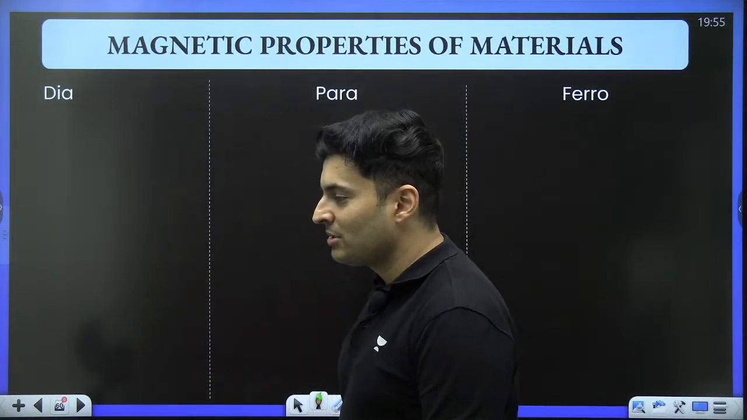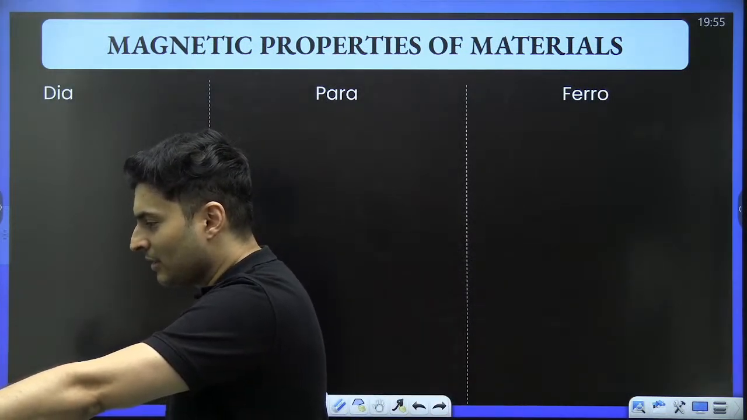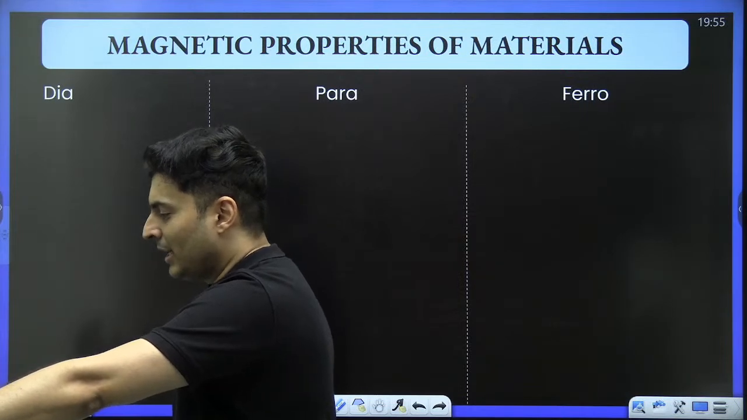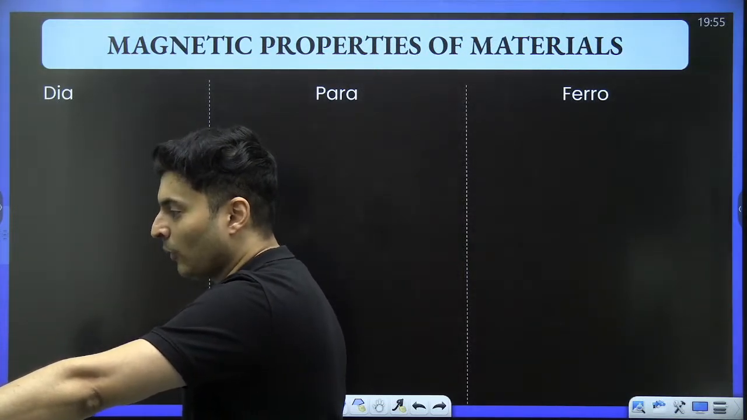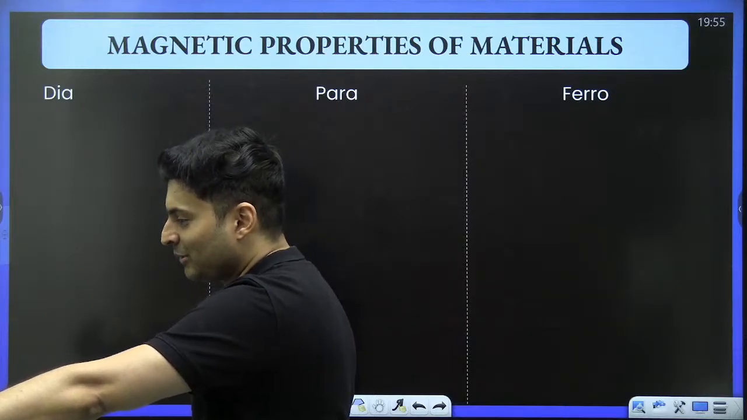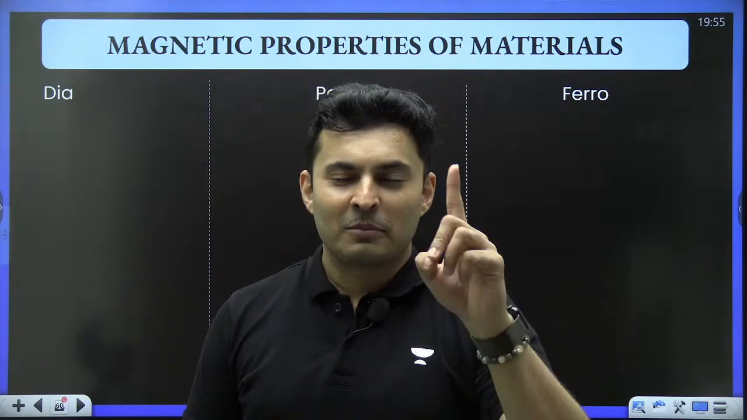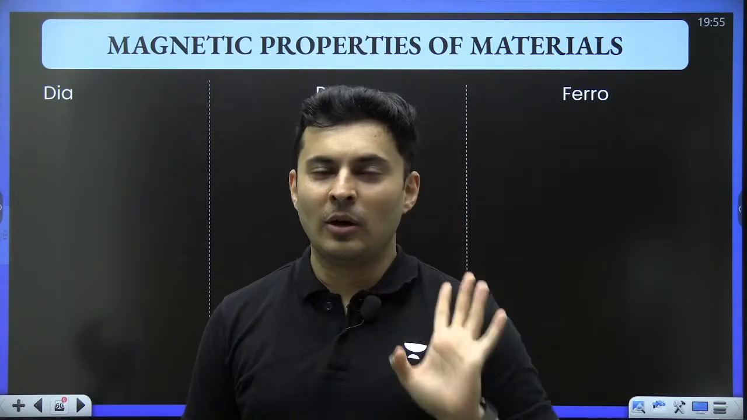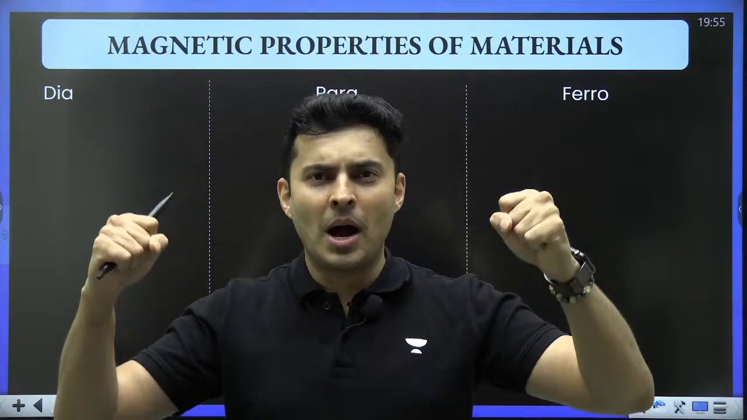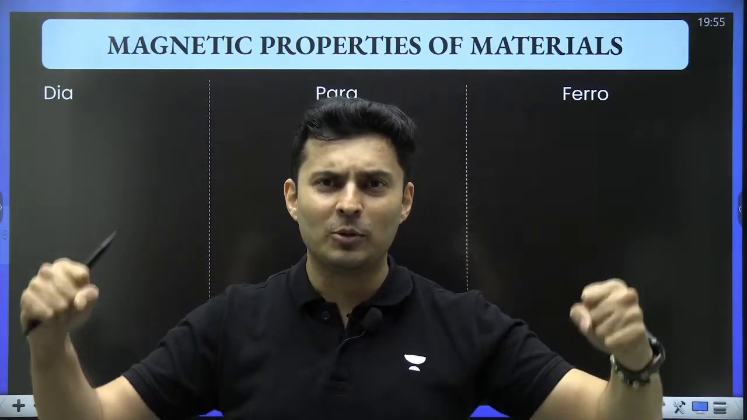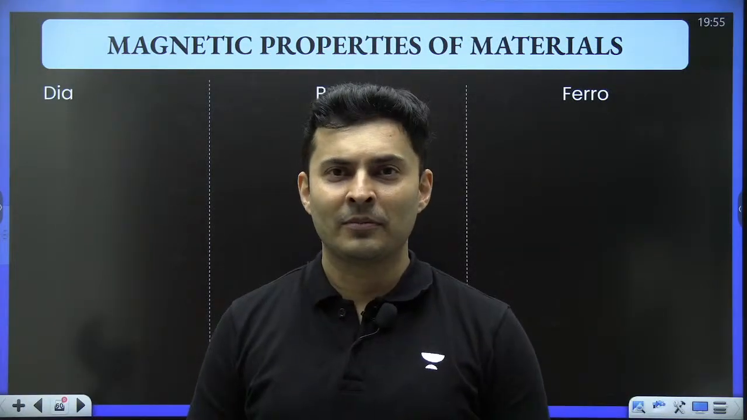How many of the classrooms are diamagnetic? Let me see. How many of the classrooms are diamagnetic? How many of you are para? I am coming to ferro now. I know you are like, sir, what is ferro now? Imagine, now Pandu and Champa are no longer individuals, they are in a group. Green house, yellow house, pink house, red house, white house, whatever. Some six or seven groups are there.